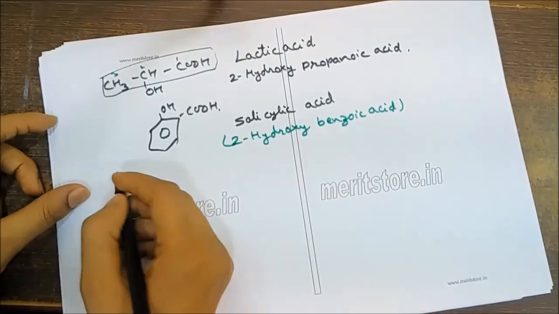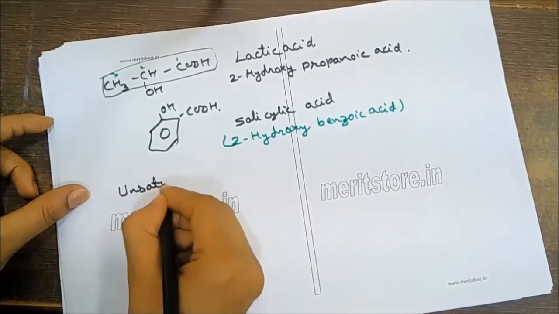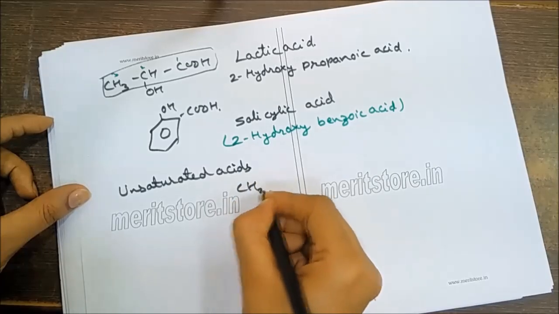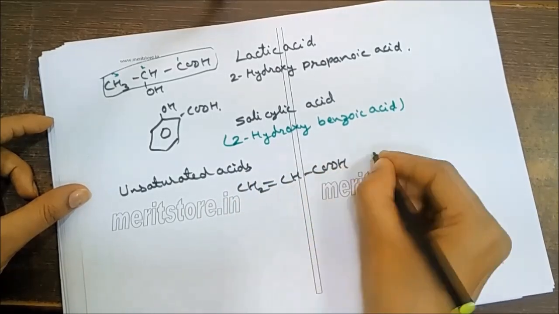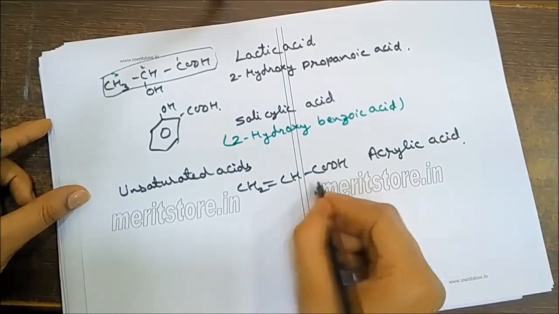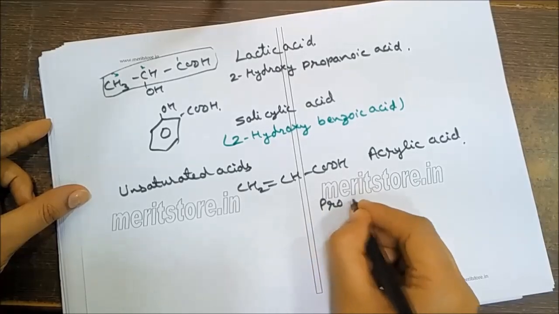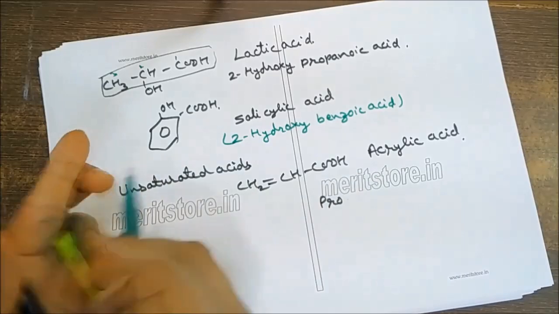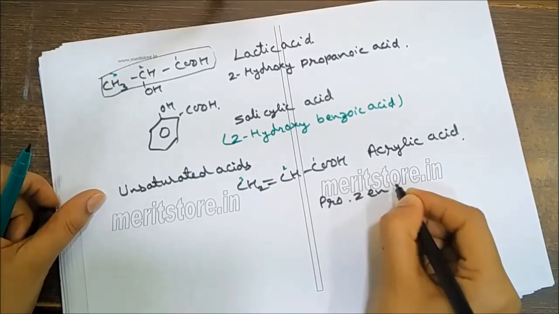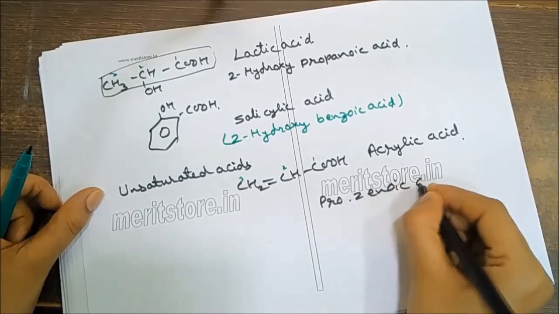Now we'll study the method of preparation. For unsaturated acids, we'll name, its common name is acrylic acid, and the IUPAC name will be, there are 3 carbons on this chain, so prop for 3. The position of the double bond is on second, so prop 2-ene and oic acid, prop 2-ene oic acid.